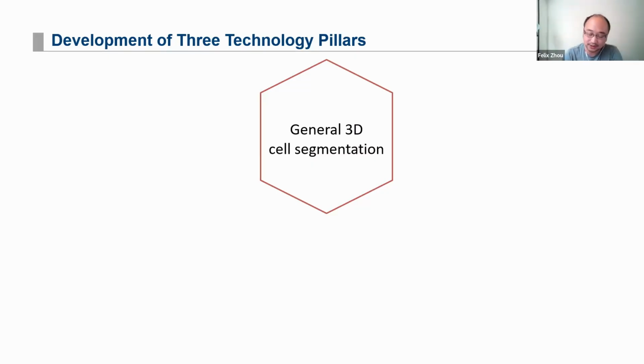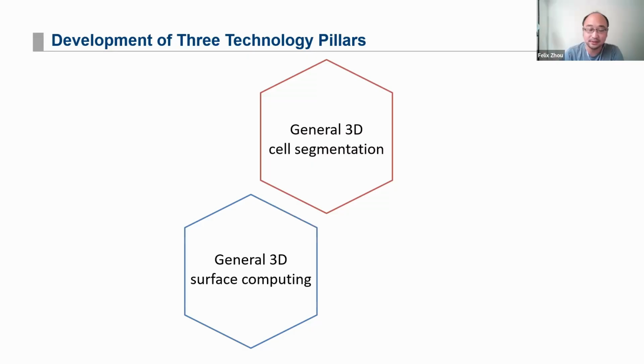First of all, we need a general 3D cell segmentation tool, because you're not going to sit there with your grad students and annotate everything and train everything. No. And the second thing is we need to be able to compute on these surfaces. I call it, a term I coined, surface computing.